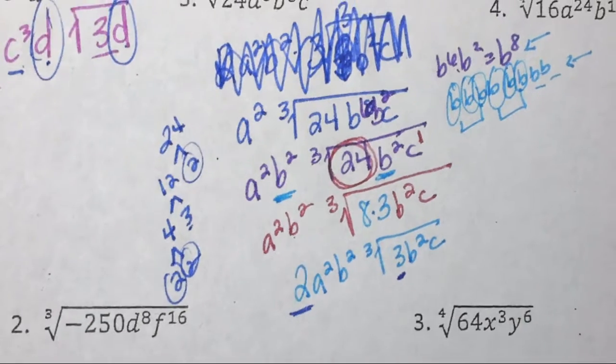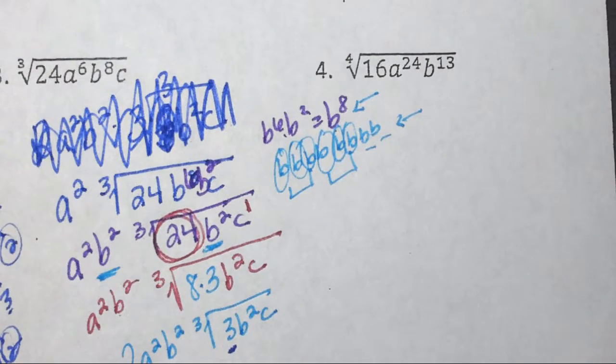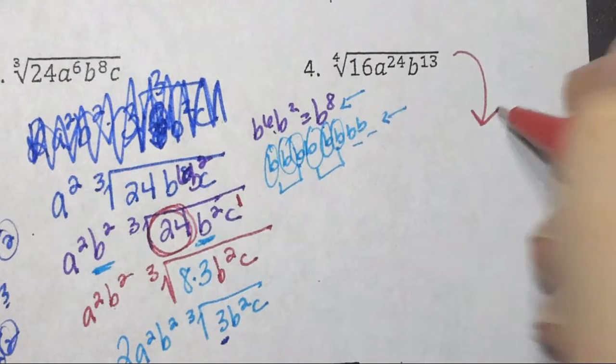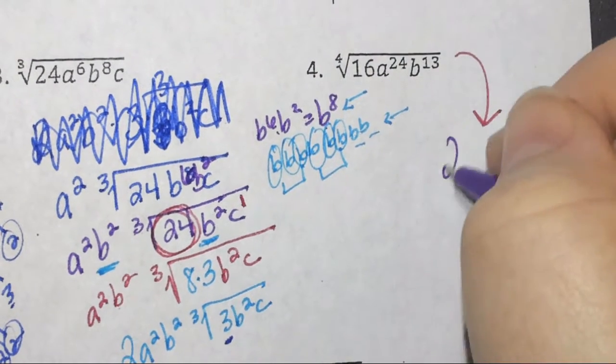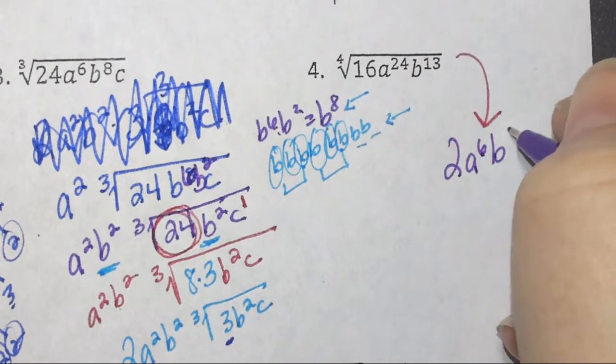Okay, last but not least, and I've written all over it, is this fourth root problem. So we're going to do it right here. Brady's been dying to, Landon. You can fix him if he's wrong. Go ahead, Landon. I mean, Brady. 2a^6 b^3, fourth root of b.